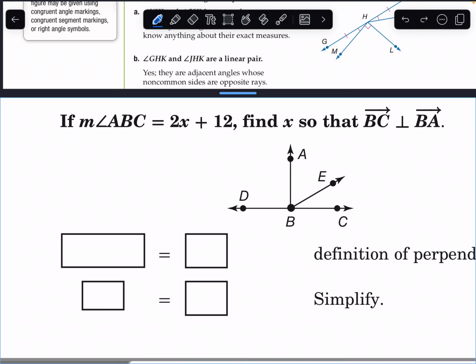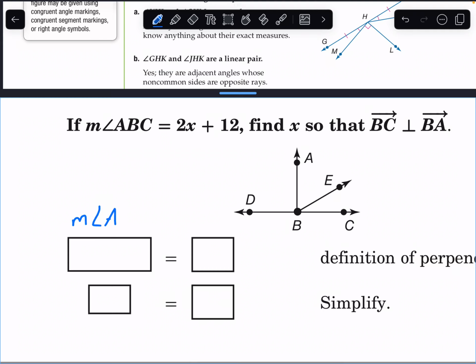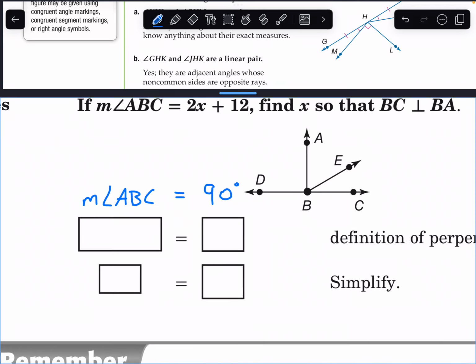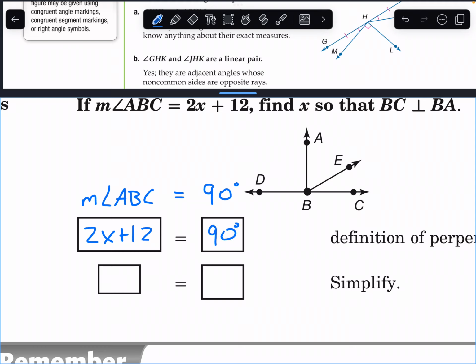That would mean the definition of perpendicular. Oh, we've got little boxes here to fill in. The measure of angle ABC will be equal to 90 degrees by definition of perpendicular. And really what we've done here is we know ABC is also 2x plus 12. So that must be equal to 90 degrees. So I add a little substitution step in here.